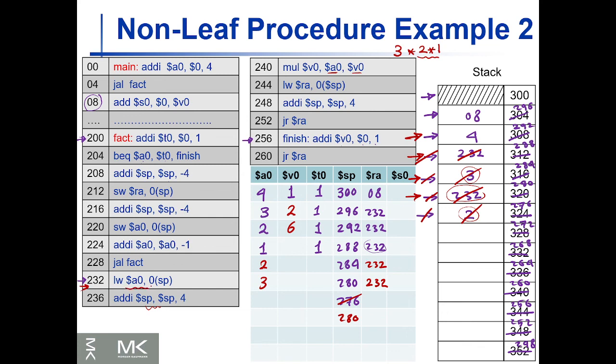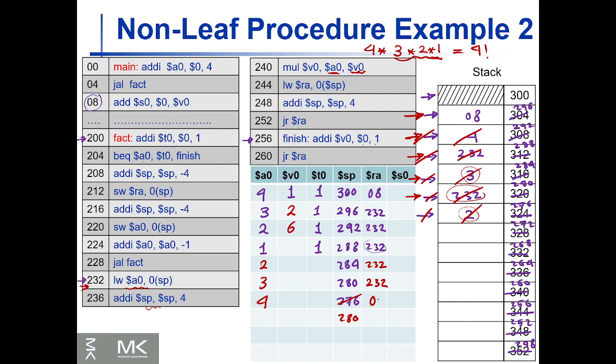Load word A0, so we're gonna load now 4. Add SB 4, so basically we're gonna point to here. Mul, A0 is now 4 multiplied by V0, which is 6, of course. So this is 4 multiplied by 3 multiplied by 2 multiplied by 1, which is basically the factorial of 4. It's really neat. Then load word RA SB.